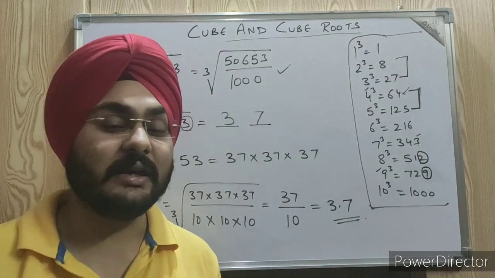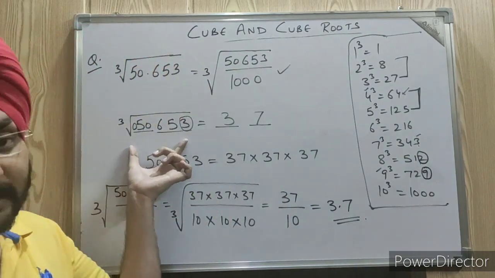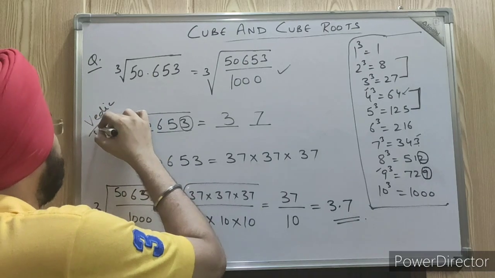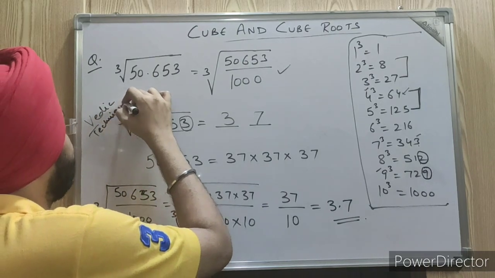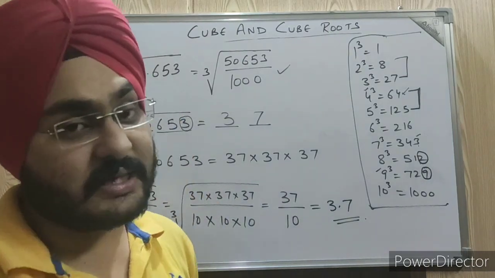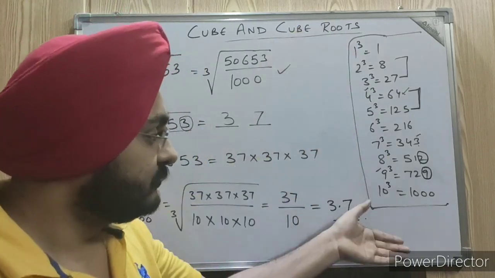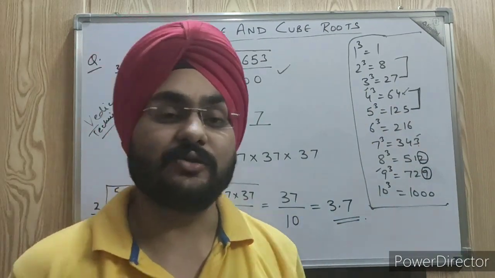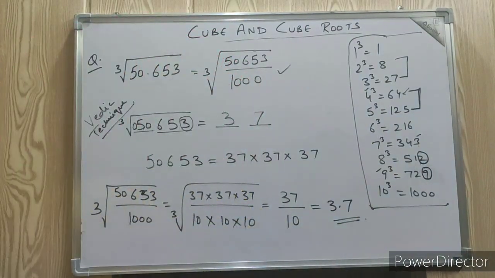So I hope this will be clear. So this will be easy by using the Vedic technique now. So basically we have found the cube root by using the Vedic technique here. But again I am saying the same thing: for this you have to remember the cubes of all the numbers from 1 to 10. So coming to the next question now.